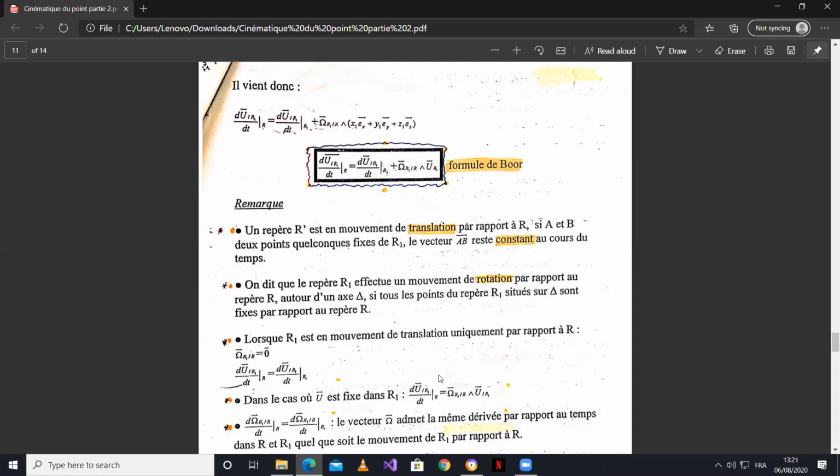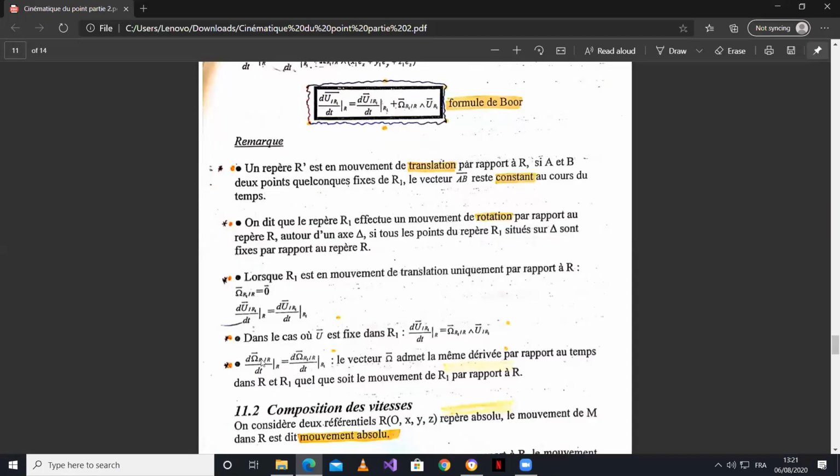So we'll have d de U écrit dans R1, de T dans R being just equal to this term, this side, because this first term is 0 because U is fixed in R1. It's not changing, it's not moving. So when we derive it in R1, it's going to be equal to 0 because it's constant in R1.